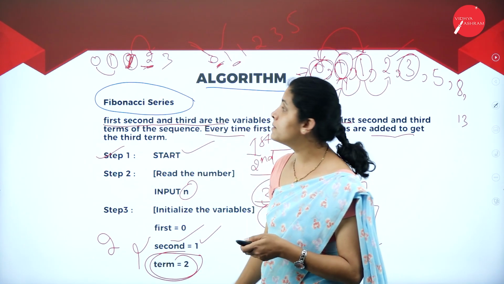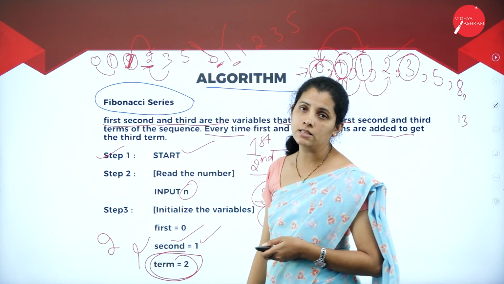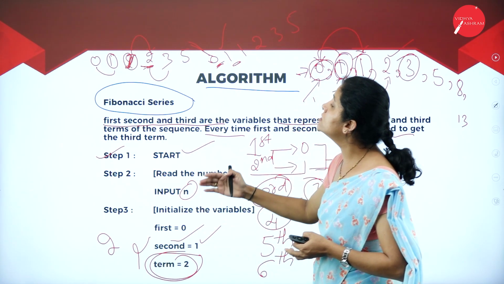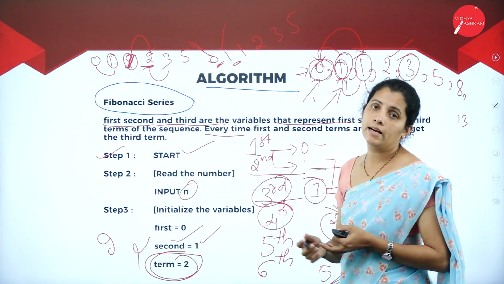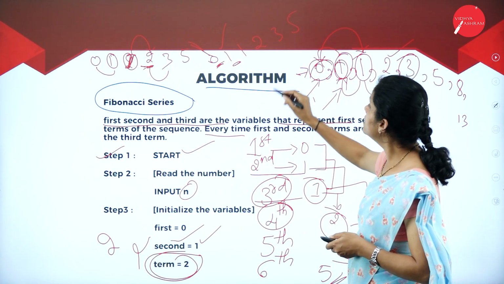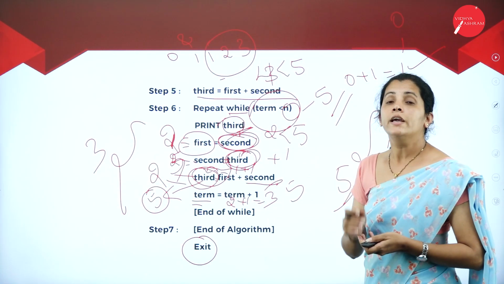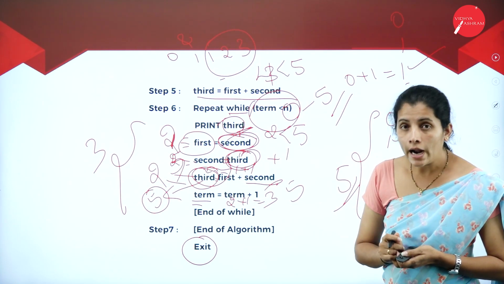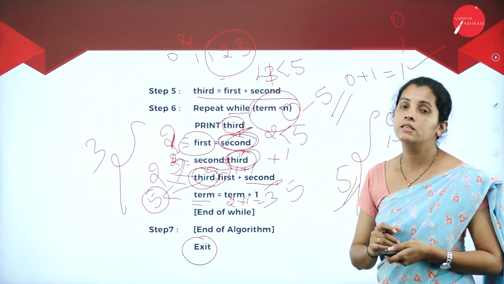For my next number, I'm going to add this number and this number. So the answer is 5. So this process is going to continue until and unless the condition is failed. So if the n value is 5, so total 5 numbers you are going to get. If the n value is 100, then I'm going to have 100 Fibonacci series.